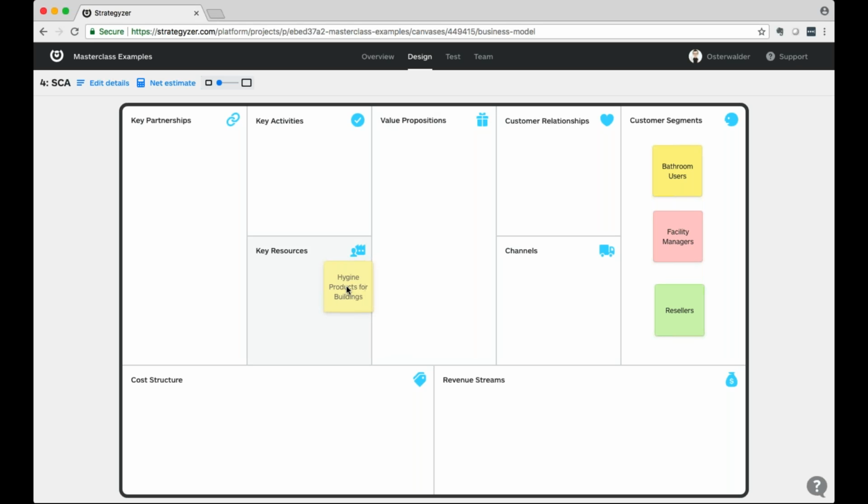So we could almost put that here in the key resources, and we could put something like stay healthy, or whatever else we would want to put there, efficient hand washing, or quick drying of hands. For facilities managers, here we'd put manage, stock, and cost. Okay, different value proposition. And for the 3rd one here, for the resellers, we will put make money.